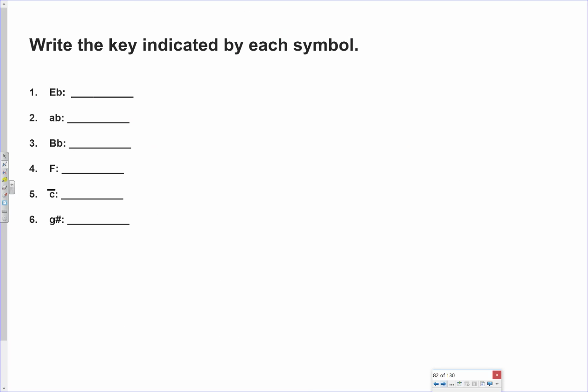Let's write the key indicated by each symbol. In other words, the opposite of the activity we just did. Let's do the first one together. It's a capital E with a flat sign. That indicates that we are in E flat major. Let's try number 6. It's a lowercase g with a sharp sign. That indicates G sharp minor. Try 2 through 5 right now.